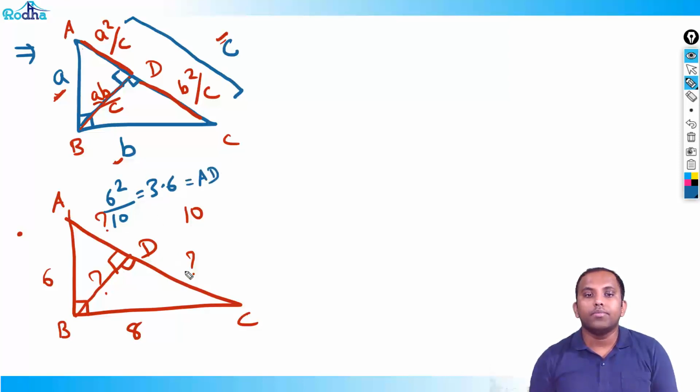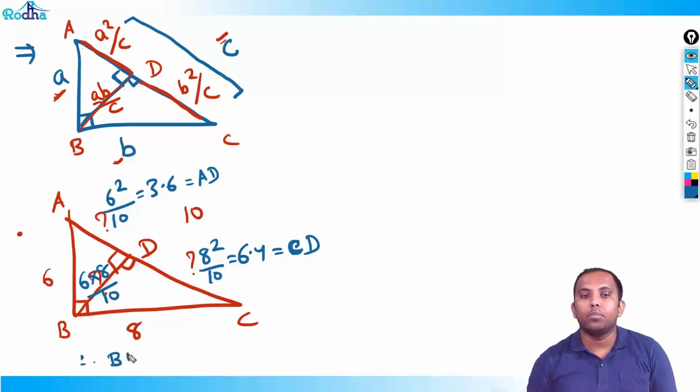What is CD here? CD is B square by C. What is B square by C? This is B, right? So 8 square by 10, that is 6.4. This is CD here. What is BD here? BD is AB by C. What is AB by C? 6 into 8 by 10. That is 4.8. Therefore, BD is 4.8.